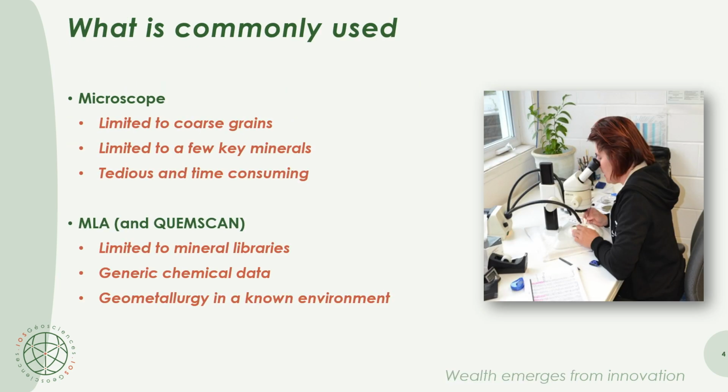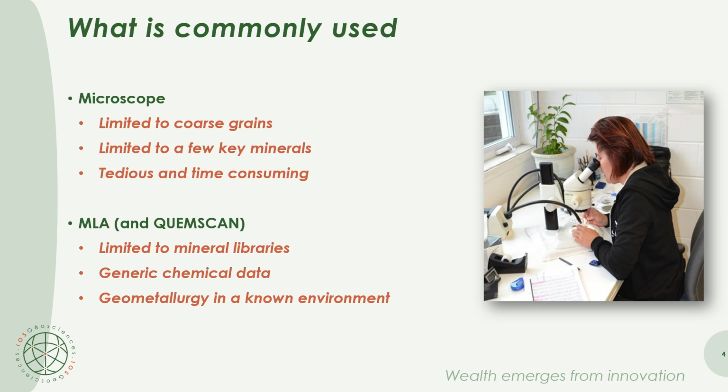So what is commonly used for indicator mineral studies? Usually it's limited to coarse grain, because if you go into the really fine grain, it's really hard to work with. You use a microscope, so there's only so much you can do with it. It's often limited to a few key minerals, so if you find some oddities, you often don't know what it is. And it's really time consuming. For young geologists starting with that, they get bored really quickly, and you have to retrain new people, so it's not the best thing.